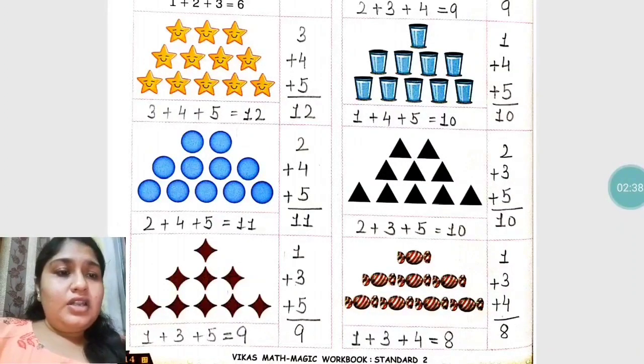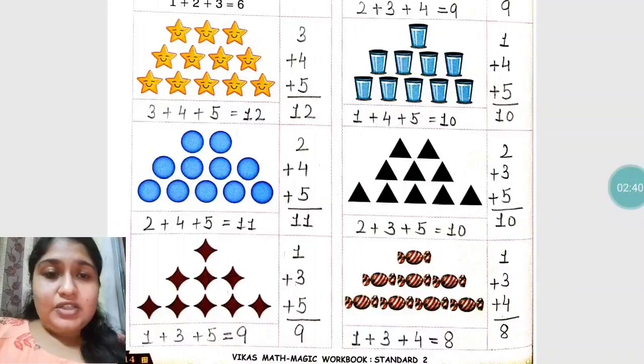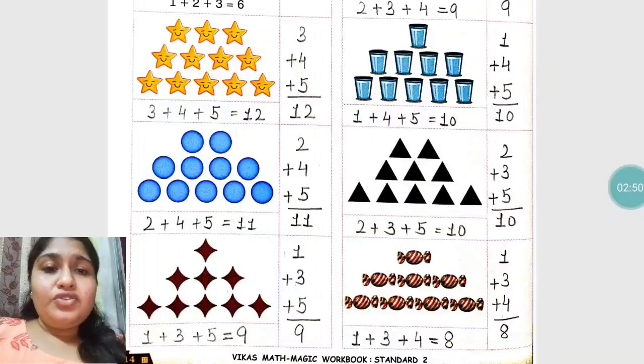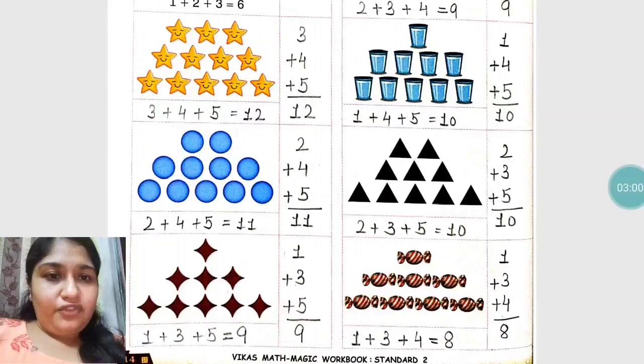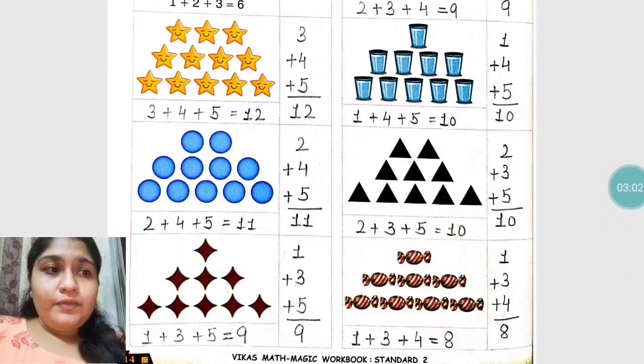Okay. Now the last picture is of, yes, toffees. We all like toffees. So in the first row, only 1 toffee is there. In the second row, 3 toffees are there. And in the last, that means third row, 4 toffees are there. So students, when you add 1 toffee to the other 3 toffees, so what is the answer?